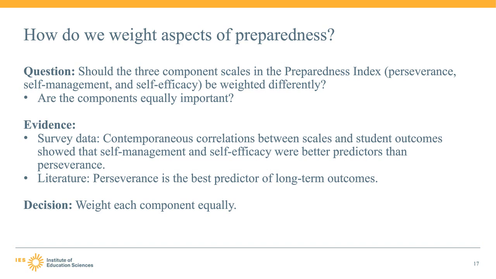However, we recognize that preparedness matters not just in school, but also for later outcomes. So we looked at the general literature on which of these three topics was most predictive of longer-term outcomes for students, and we found that perseverance was the best predictor. This evidence suggested that each of these three components was important in different ways, and we ultimately determined to weight each of the components equally in the index.